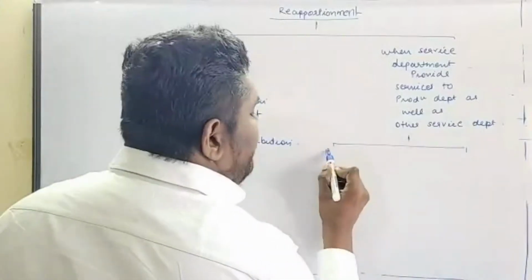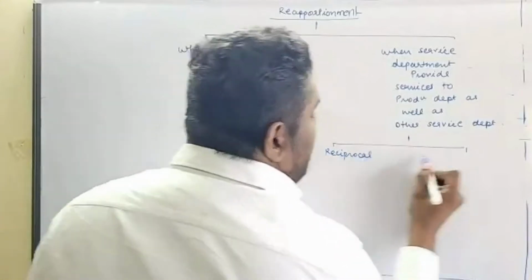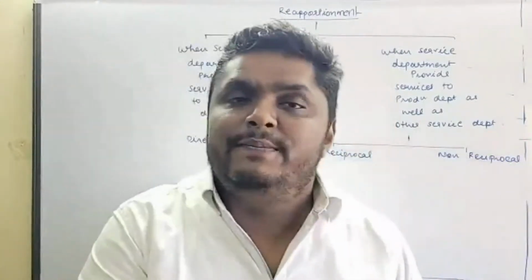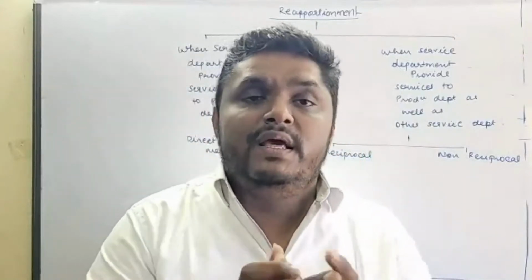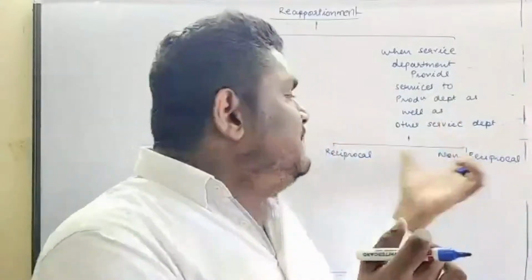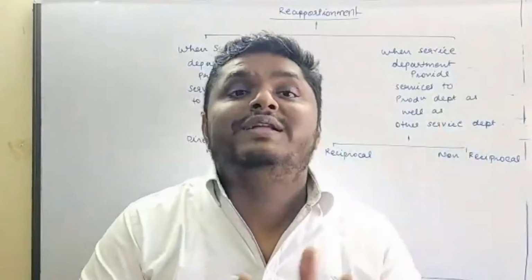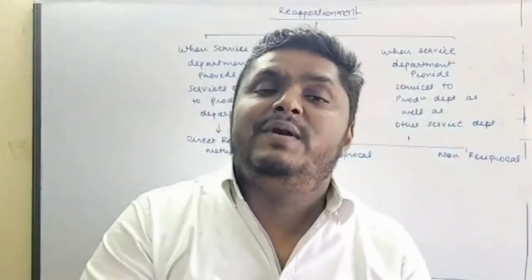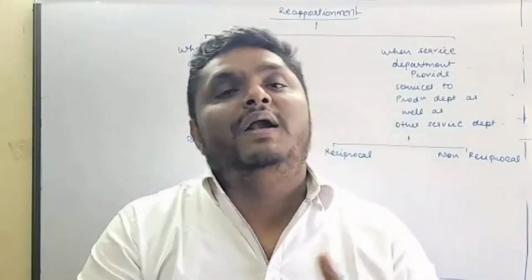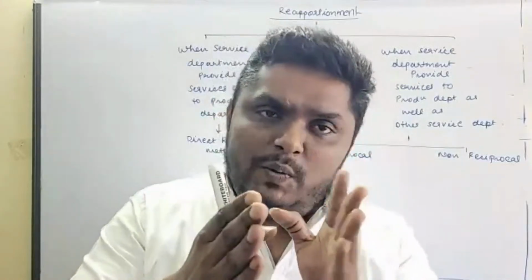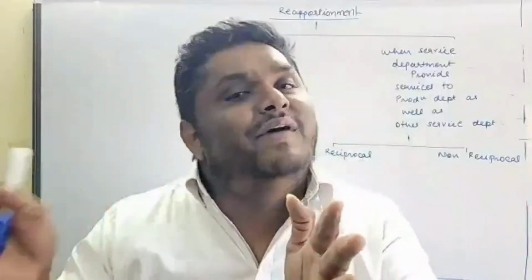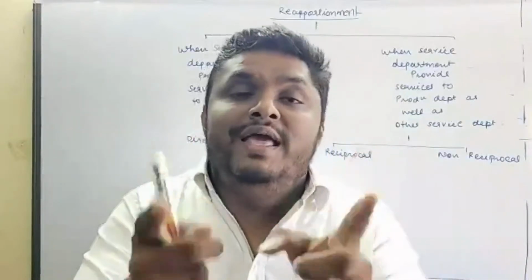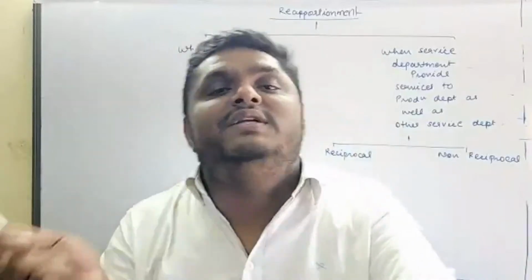In this case again, two more situations are possible: reciprocal and non-reciprocal. I repeat, when the service department provides services to the production department as well as the service department, two situations are possible, reciprocal and non-reciprocal. What is reciprocal? Let's say I have three production departments, A, B, and C, and two service departments, X and Y. X is providing services to the three production departments A, B, and C, and Y also. And Y is providing services to A, B, and C, and X also. It means X is providing services to Y, and Y is providing services to X.